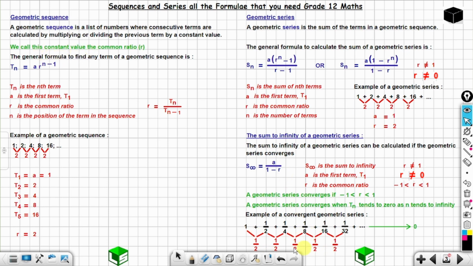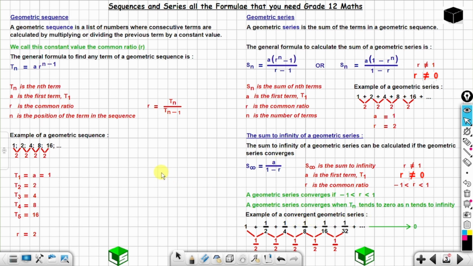Okay, the common ratio is 1 over 2. You can see 1 over 2 is equal to 0.5. 0.5 is in between -1 and 1. So you understand this is a geometric series that is convergent, because the common ratio is in between -1 and 1. So this is how you can check to find out if a geometric series is convergent.